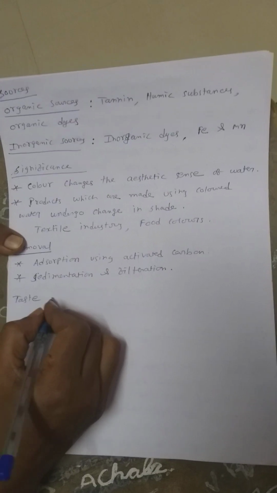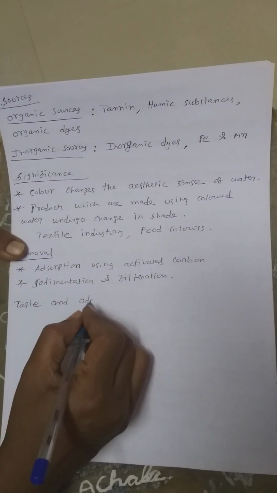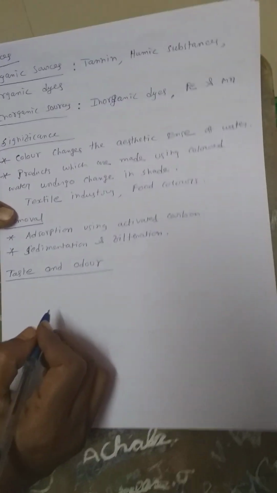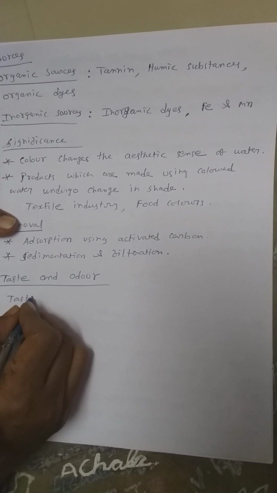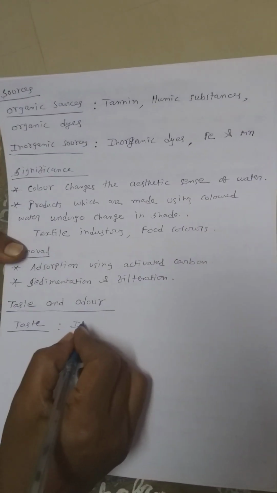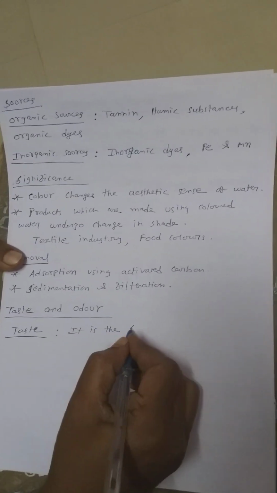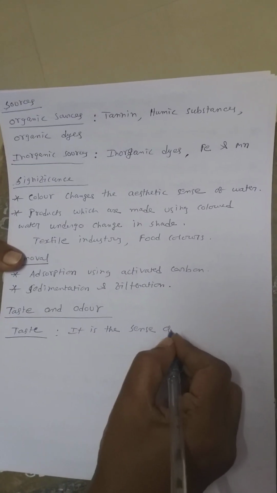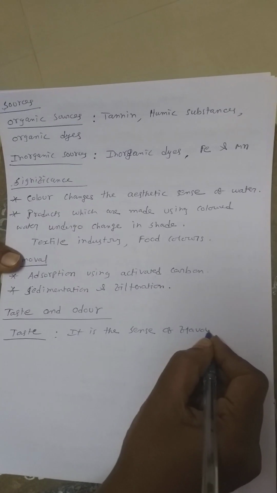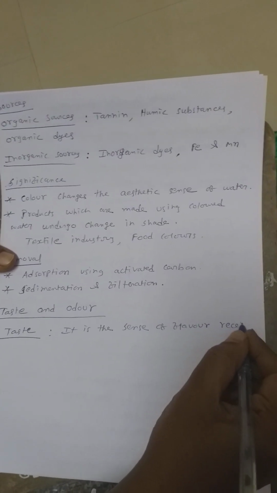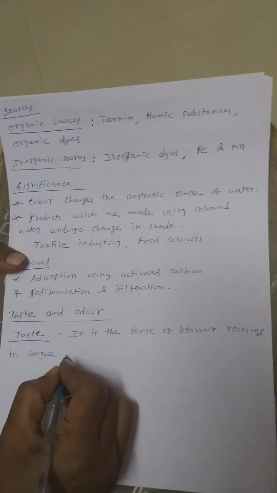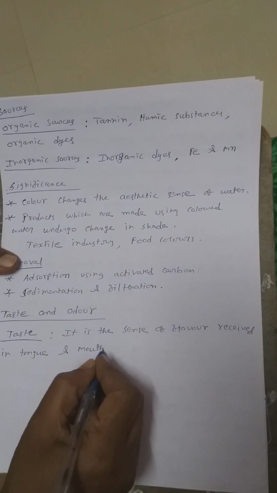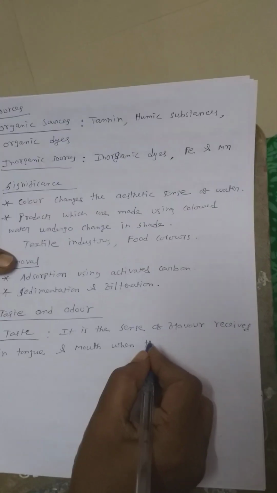So taste and odor, another physical parameter. Definition for taste: it is the sense of flavor received in tongue and mouth when the substance is in contact.